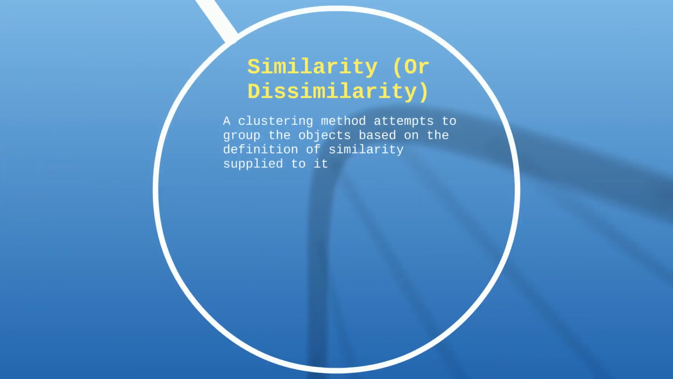Central to all of these goals of cluster analysis is the notion of the degree of similarity, or, probably more often than not, you're going to hear this referred to as dissimilarity. This is the dissimilarity between the individual objects being clustered. A clustering method attempts to group the objects based on the definition of similarity supplied to it. This can only come from subject matter considerations. So our definition of similarity is going to depend on the data that we're looking at.